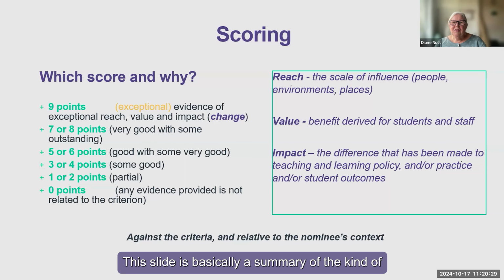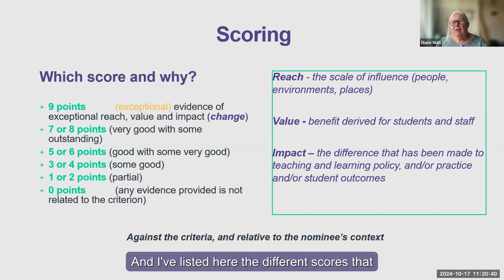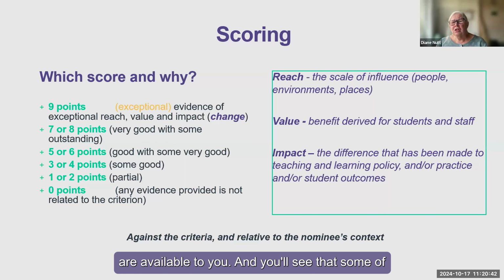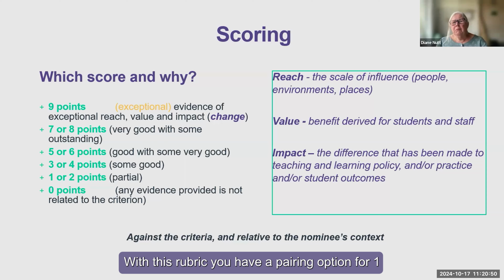This slide is basically a summary of the scoring that you will see on the rubric and that you're working with. On the left, you will see a question: which score and why. I've listed here the different scores that are available to you, and you'll see that some of these scores are paired. With the relatively new rubric, we've been using this for about 18 months, 2 years now, you have a pairing option for 1 or 2 points, 3 or 4 points, 5 or 6, 7 or 8. The only individual points are 0 or 9.